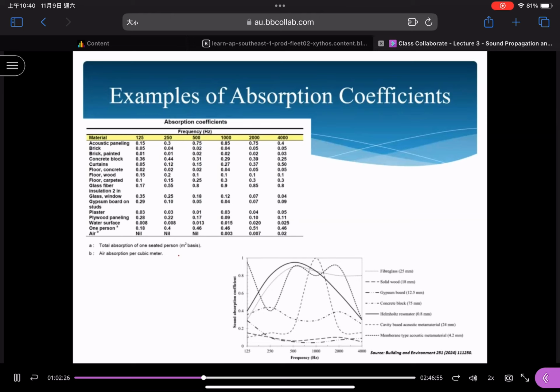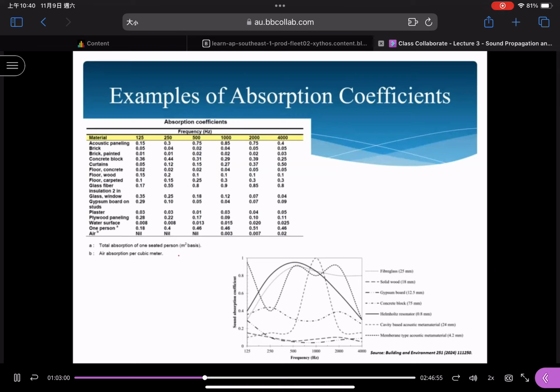You can compare that for the concrete block at low frequency, the result is 0.36. But please pay attention to the water surface, which is just 0.008. It means that the reflective effect of water is much higher than that of concrete. When you compare concrete block and water, water is highly reflective.